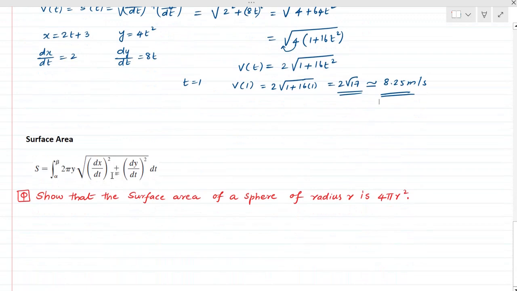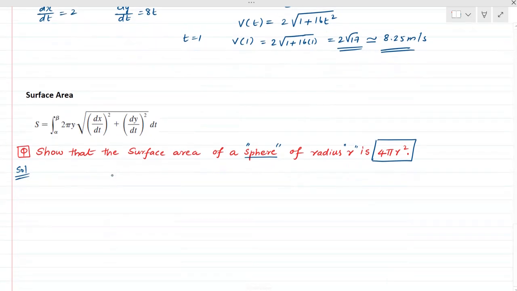Now the last part of this video, we have surface area. If you want to calculate the surface area of a parametric function equation, we have to find it this way. Here is one example. Show that the surface area of a sphere of radius r is 4 pi r squared. We have to show this is the result for the surface area.